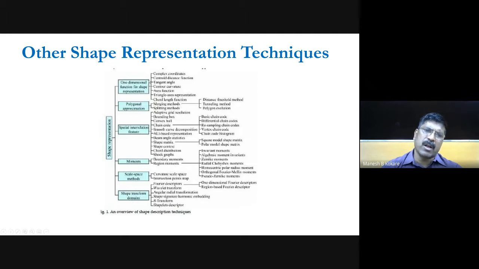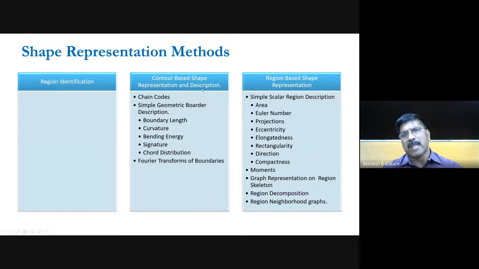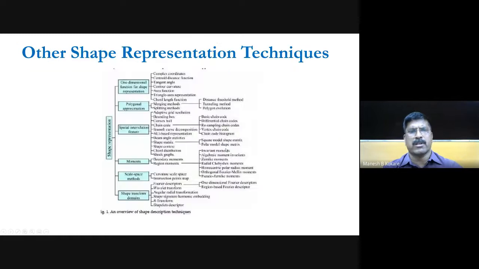See, in the literature, there are other techniques also nowadays available. So as per your syllabus, these are the techniques which we are going to study. But in the recent literature, there are also other techniques, like for example, one-dimensional functions for shape representation, like complex coordinates you can use for shape representation. You can use centroid distance function. You can use tangent angle or contour curvature or area function or triangle area representation or chord length function. So these are nothing but the one-dimensional functions for shape representation.